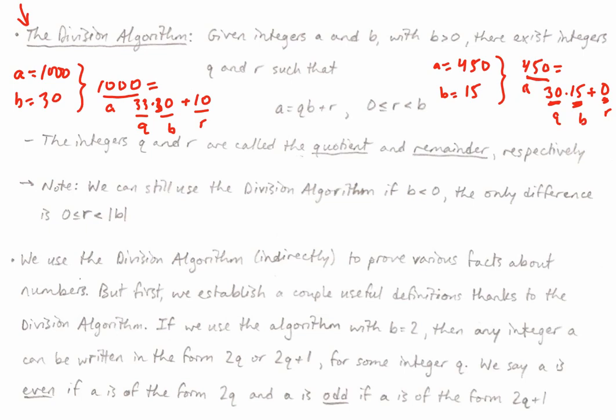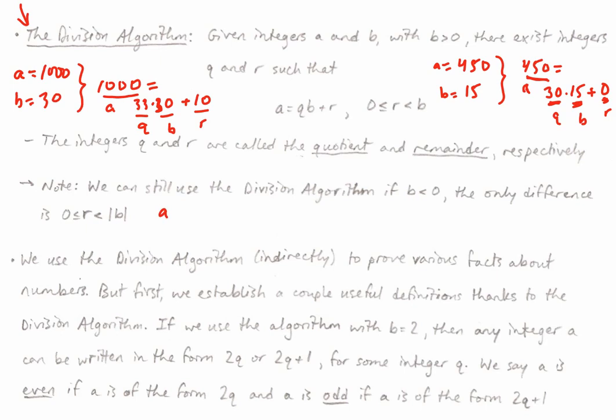Now, in the statement of the division algorithm, we said that we were typically assuming that b is positive. We can still do the same thing if b is negative. The only difference is that r is going to be less than the absolute value of b. We still want to have a positive remainder. It's just that this remainder will be less than the absolute value of b.